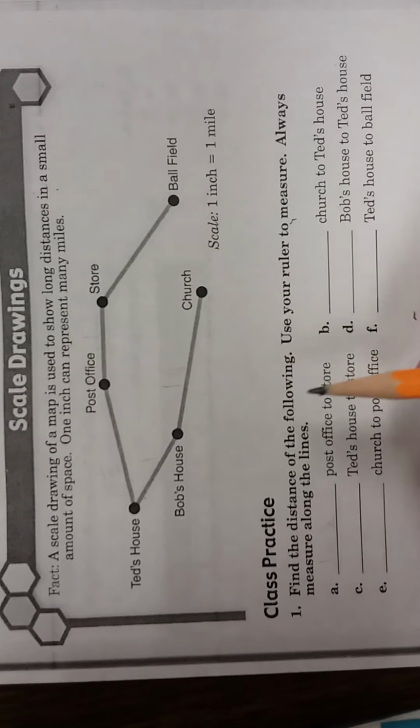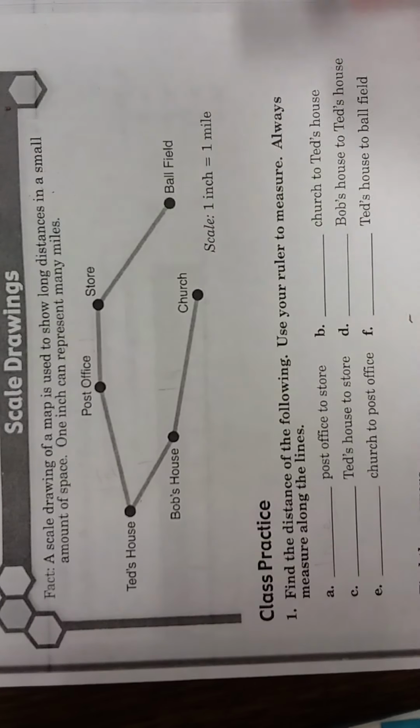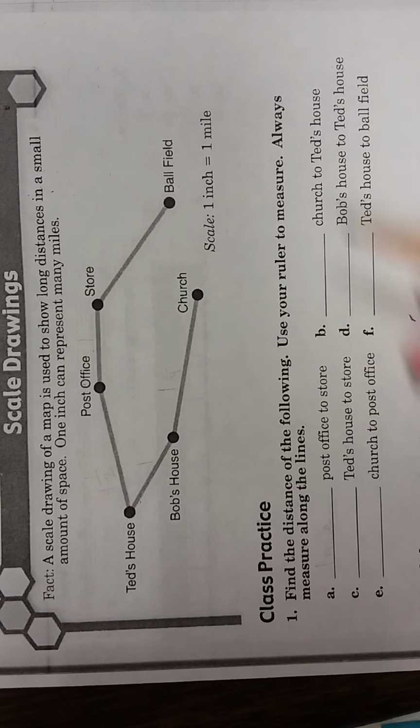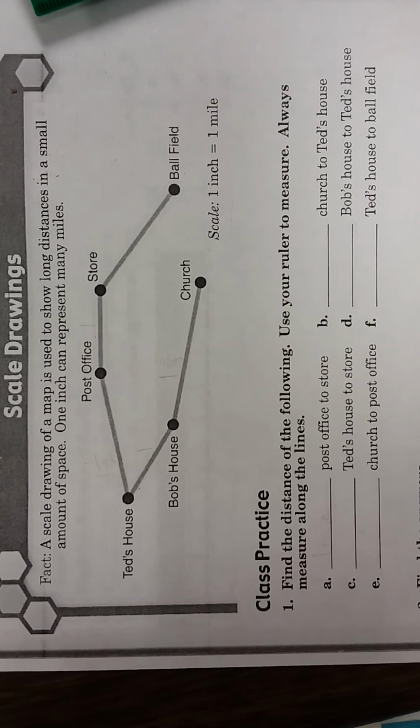Now, number 1 says, find the distance of the following. Use your ruler to measure. Always measure along the lines. Now, if you don't have your ruler, now is the time to pause the video and go and get it. Another thing that would be helpful at this point is your math worksheet. You should have that there with you, and you should be measuring along with me. I'll try to go at a slower pace so you can measure with me and still keep up.